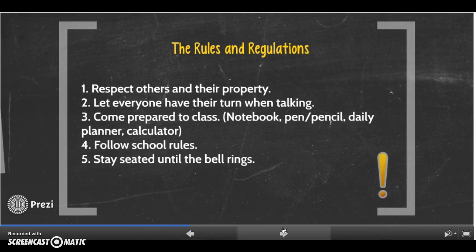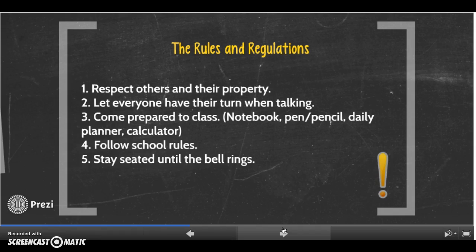So, the rules and regulations of my classroom. I want my students to be able to respect others and their property. I want them to let everyone have their turn when talking. I need my students to come prepared to class. They need to have their notebook, a pen or a pencil, their daily planner, and a calculator because this is going to be a math classroom, so calculators will be necessary.